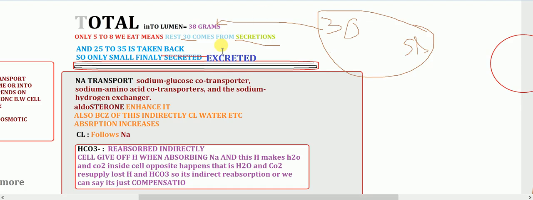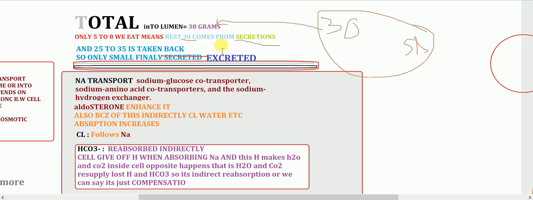So if someone asks you what amount of sodium becomes part of the intestinal fluid during digestion, it is 38 grams. How much do you eat? 5 to 8 grams. How much is taken back? 25 to 35 grams. And finally, only a small amount of sodium is excreted. So that's all about the sodium.